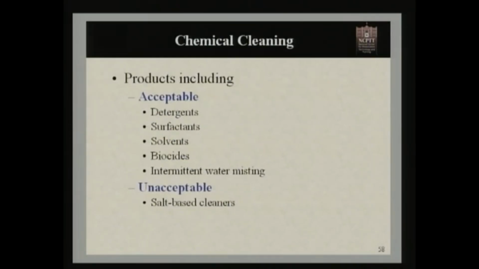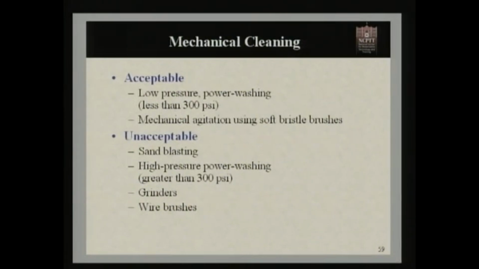Unacceptable are going to be those salt-based cleaners, such as bleach, and that's what's going to cause that sugaring that we see. And we'll cover that a little bit more briefly. Also, some of the cleaning methods is mechanical cleaning. So what's acceptable and unacceptable with this? Acceptable would be low-pressure pressure washing. Now, what we consider low pressure is something less than 300 psi. Now, keep in mind your average house pressure is coming out at about 100 psi, so we're only talking about 3 times of your average hose pressure.